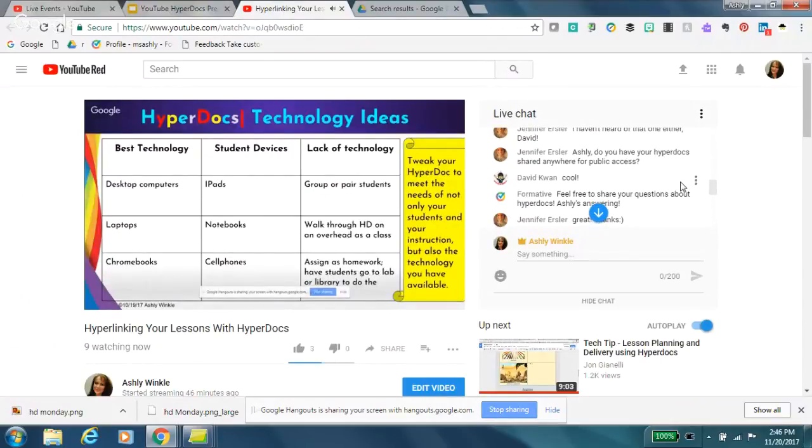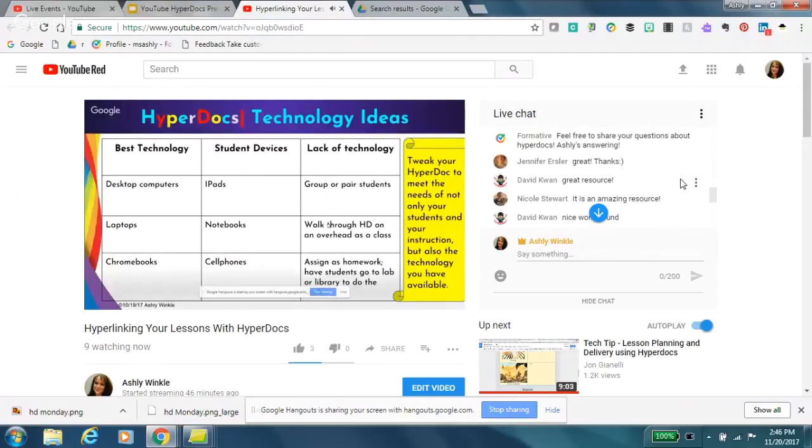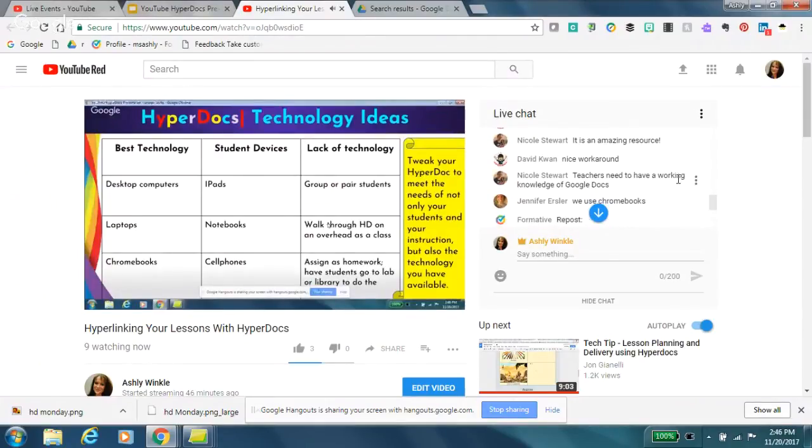Let's see. Yes. Amazing tree. Okay, nice work.